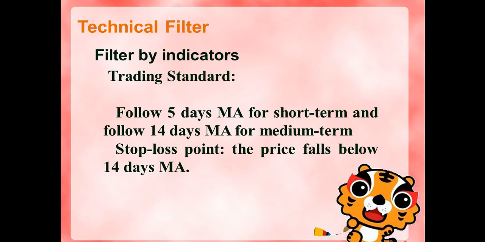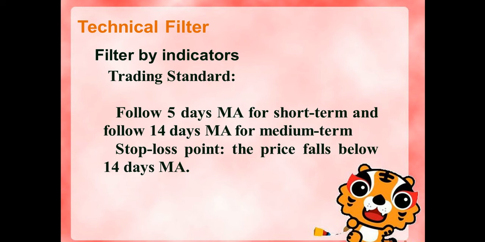Okay, so now I will teach you the technical filter method. Like filtering some indicators, for the trading standard. If you want to filter some stocks, the first one is according to the moving average, because moving average is the common indicator, right? Not a special indicator. It's the common indicator. But if you follow this one, how to filter?